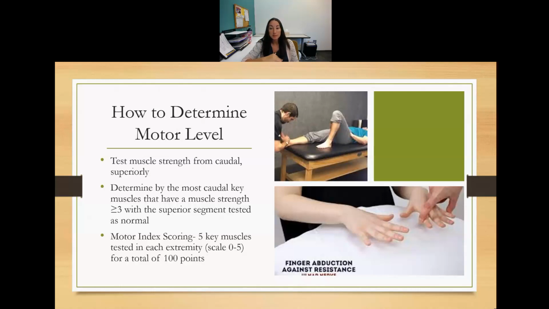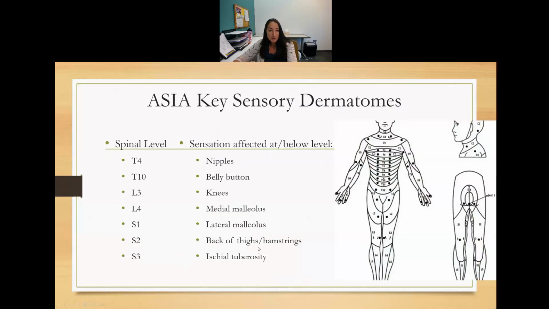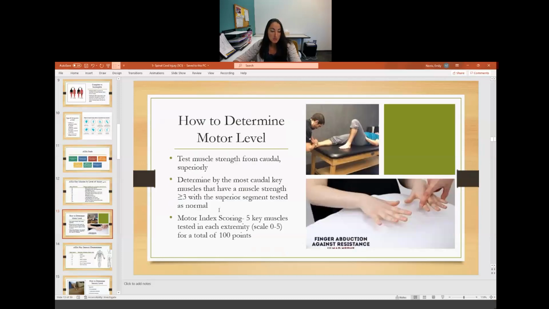If you have several segments in a row that are 3, then you could do the lower of those. You won't be determining level ever, but that's how they determine level. They do manual muscle testing, see what muscles are available, and once they get a grade of 3, they test above that, and if those muscles are normal, then that is their level. There's also a motor index score where you have 5 key muscles in each extremity, and you give them a score on a scale of 0 to 5. I think I have it written out. What 0 means? Do I? No, I don't.